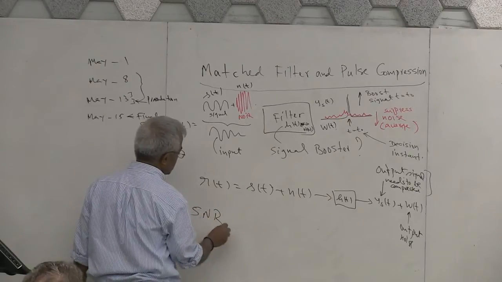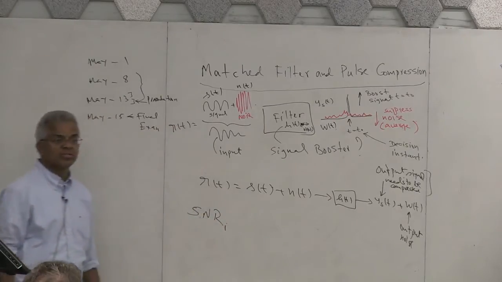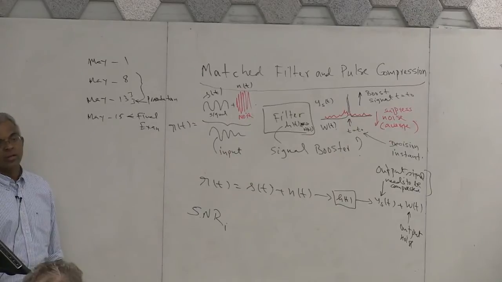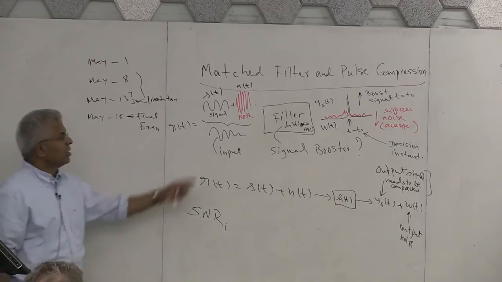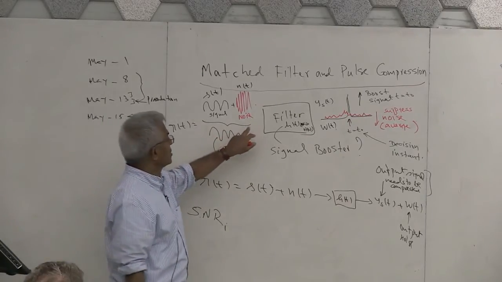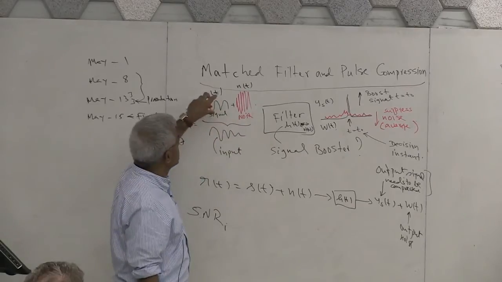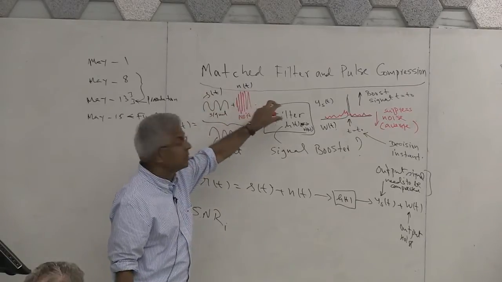Anybody knows what this symbol, SNR, stands for? Signal to noise ratio, which all of you have heard. Anywhere you can put your finger and ask, what is the signal to noise ratio? That means signal power divided by noise power.